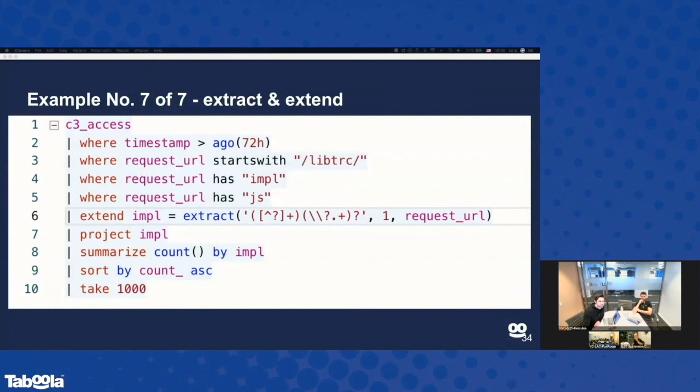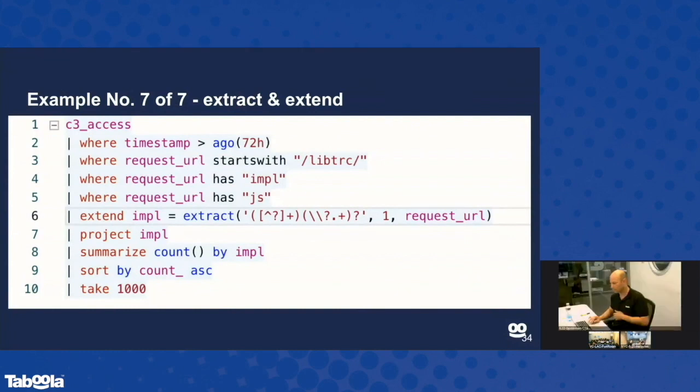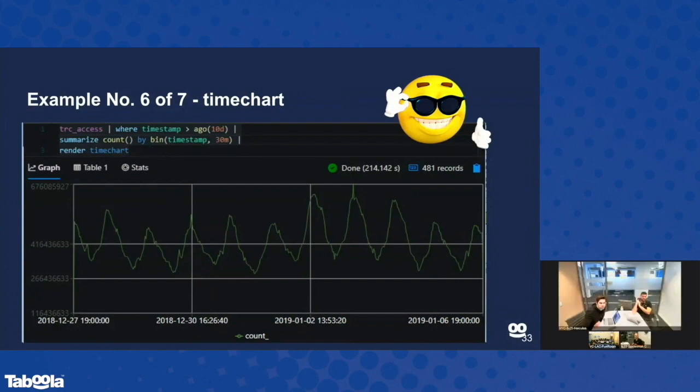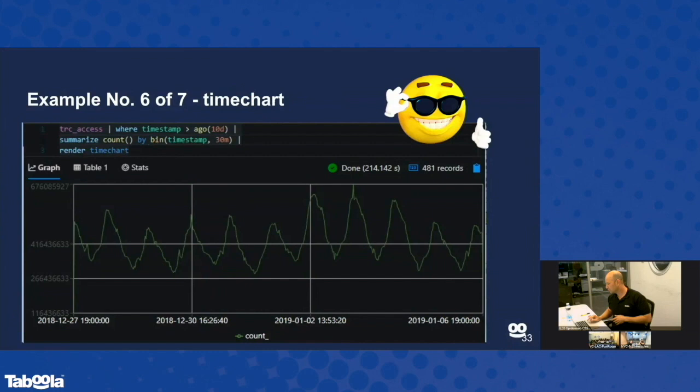Hey, this is Tal. Could you go back to that last query? Certainly. So what is bin in the query? You say summarize count by bin. What is bin? Okay. Bin, the word in English, means like a basket, right? I'm creating baskets of 30 minutes and I'm counting the lines in each bucket. So I'm taking the 10 days, dividing them into 30 minute buckets. How many buckets do I get? By the way, it's arithmetic. Can somebody help me?